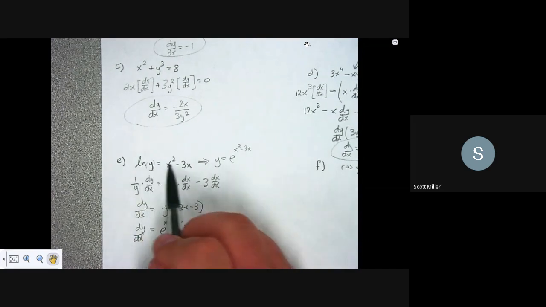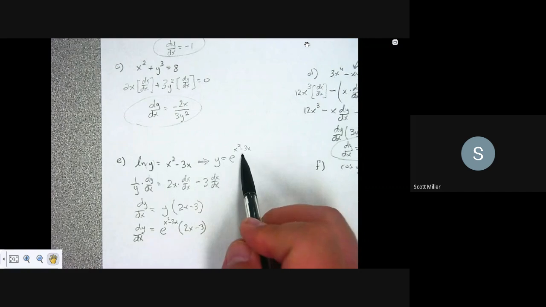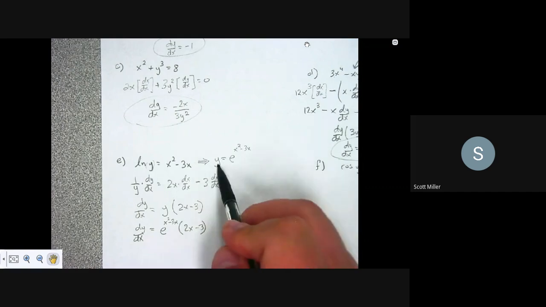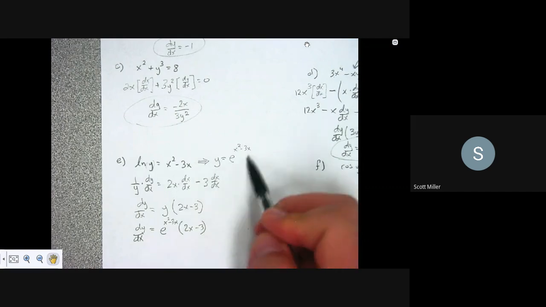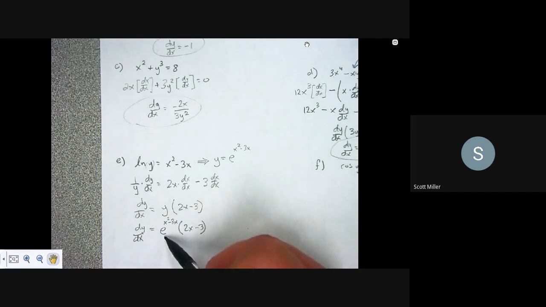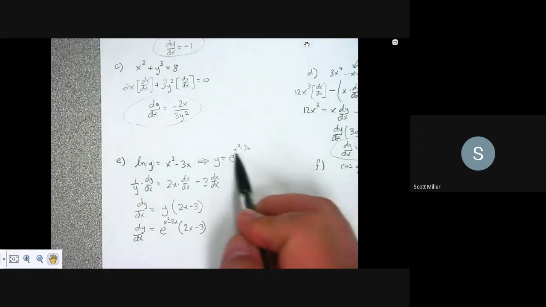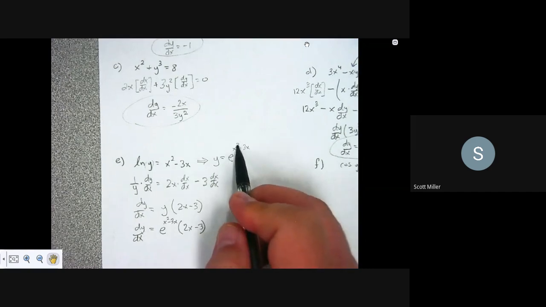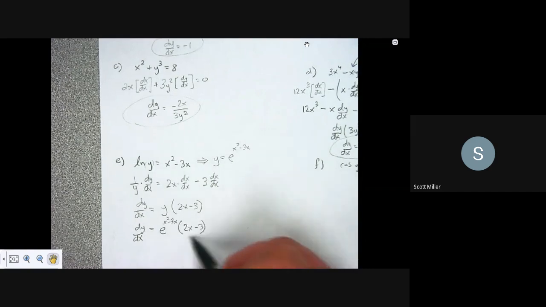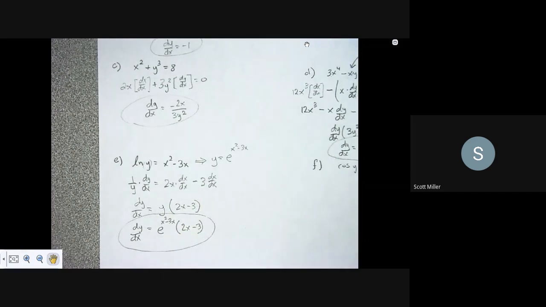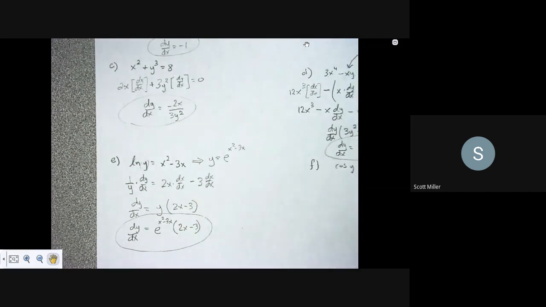3. Okay? And if you look at this, if I had changed the form to this already, solved for y, and then took the derivative, you'll see that the derivative of this is itself, and then times the derivative of the exponent, because that's the chain rule, and the derivative of x squared minus 3x is that quantity right there. So this just shows you that you can do it either way.